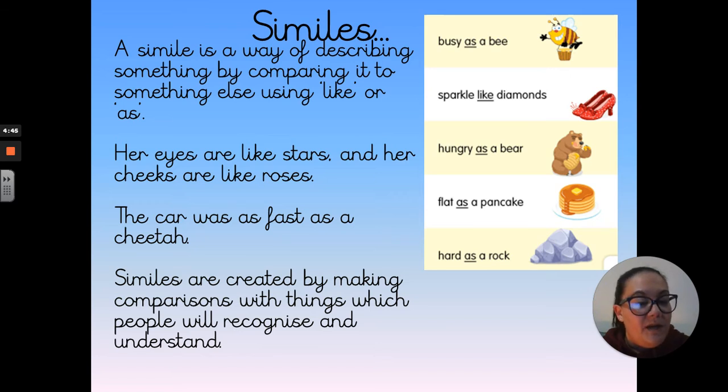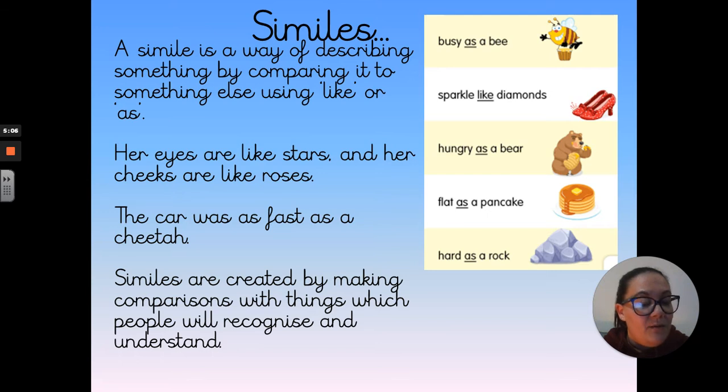As busy as a bee, because when you see a bee moving around, it always looks busy. It's never dilly-dallying or going slowly. It's always looking to get somewhere else. Hungry as a bear. We think of creatures like bears as being really big, so they're perhaps always hungry, ravenous. Flat as a pancake. Pancakes are not thick, doughy things.